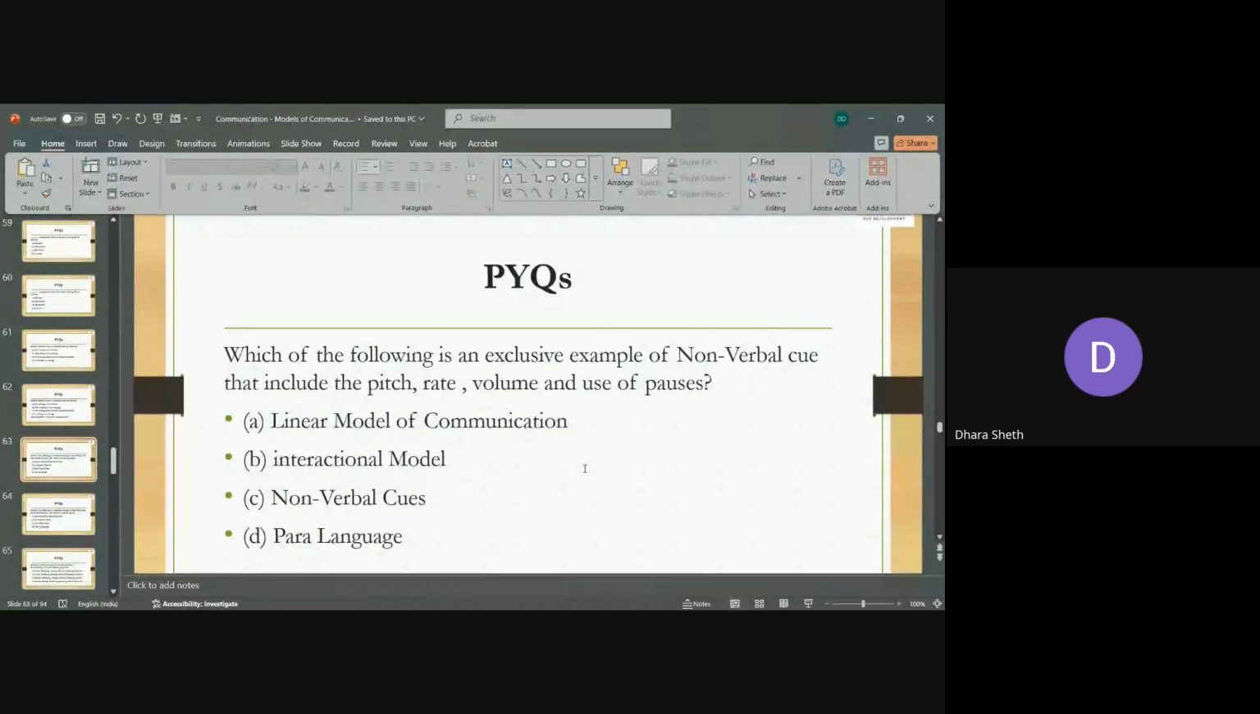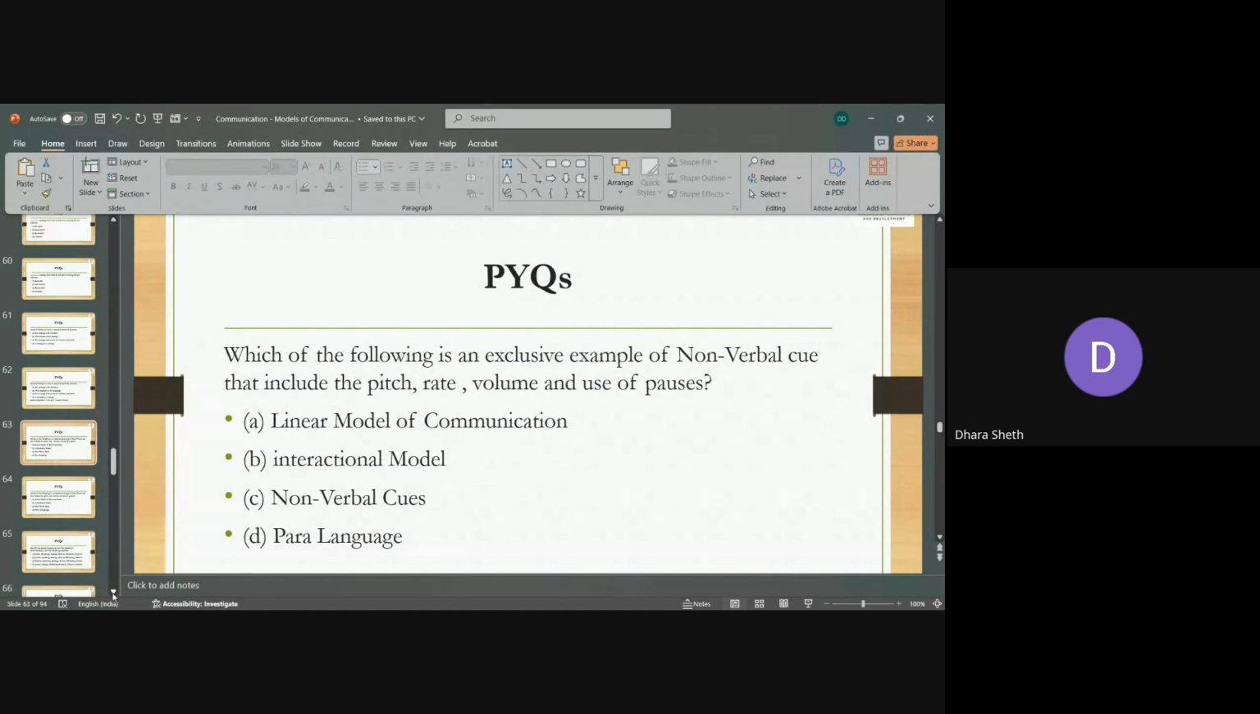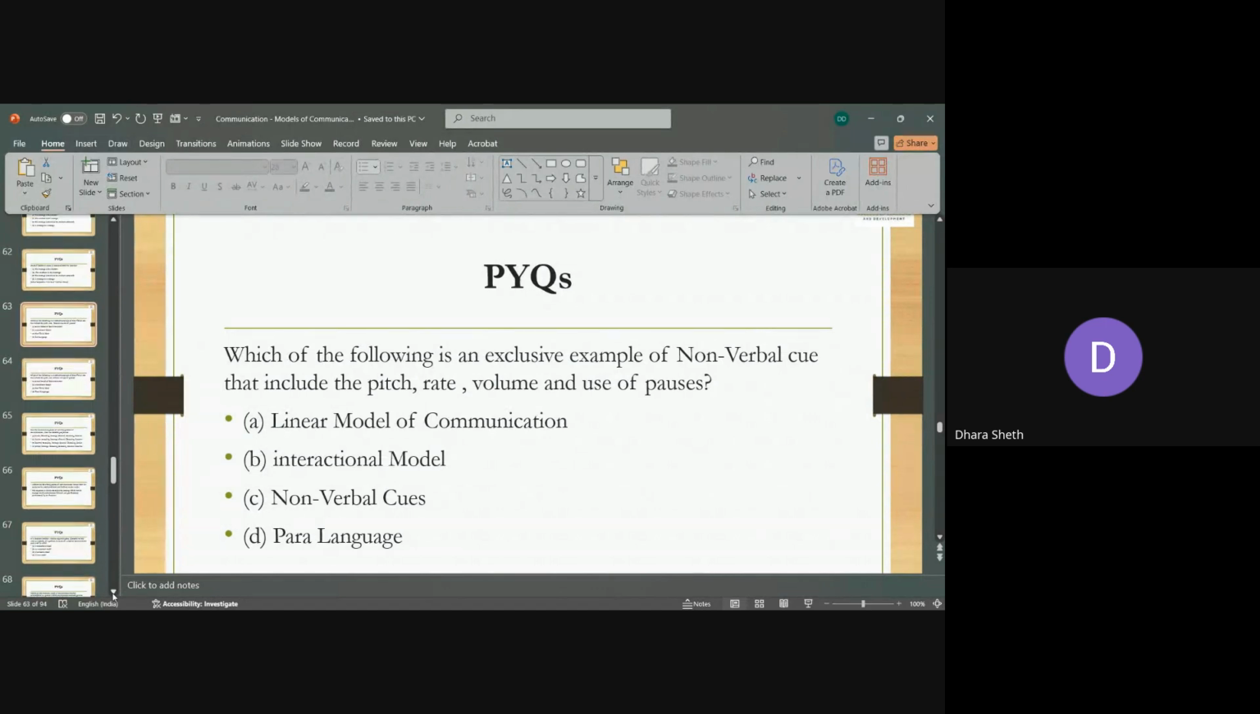Next, which of the following is an exclusive example of non-verbal cue? Pitch, rate, volume, and use of pauses. Why is this question here?